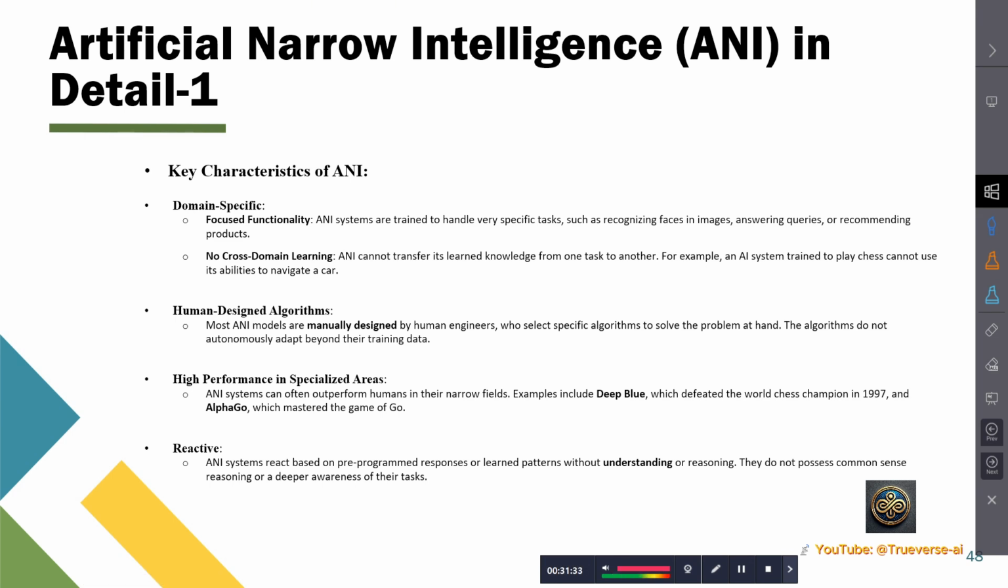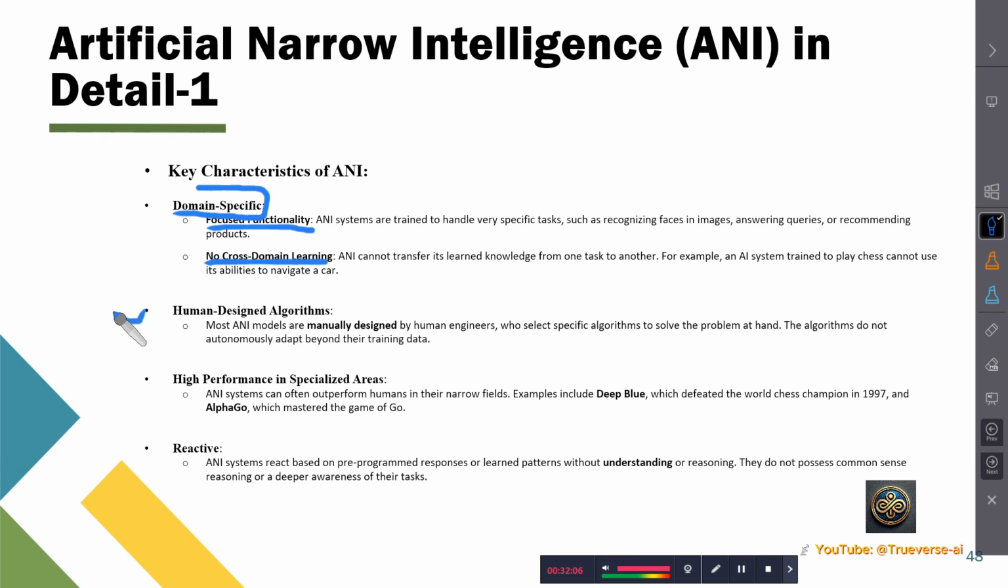So let's see some more information about the key characteristics of AI. Domain-specific focus, functionality, and no cross-domain learning. So these are two points which we try to explain here. You can pause and read more.